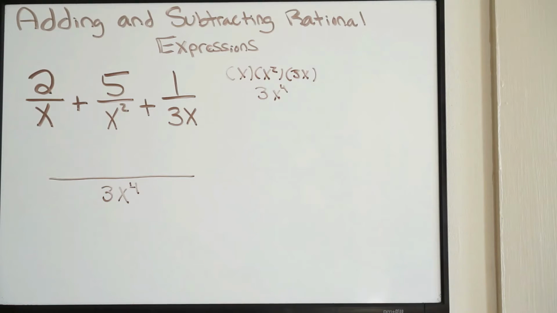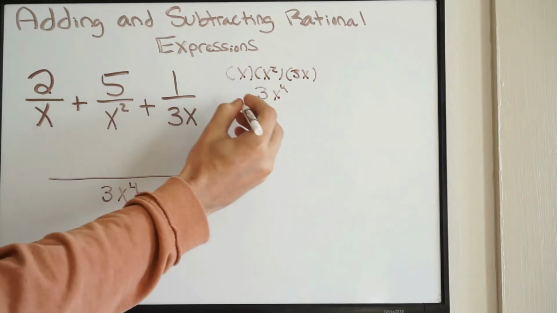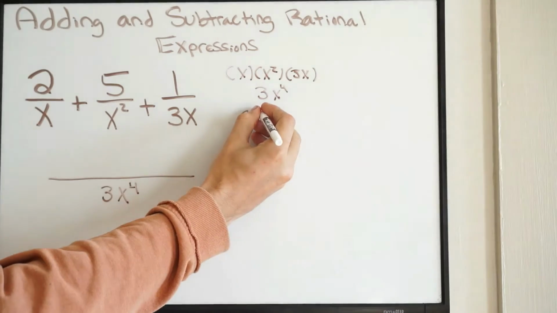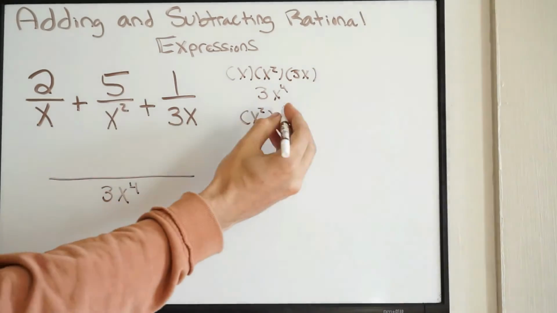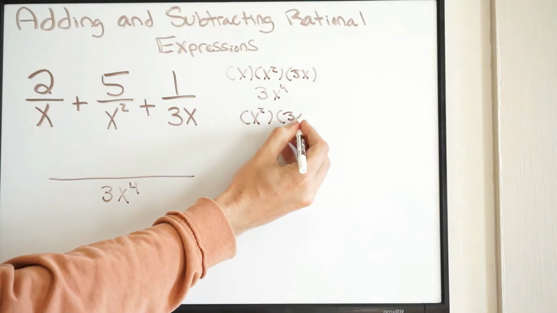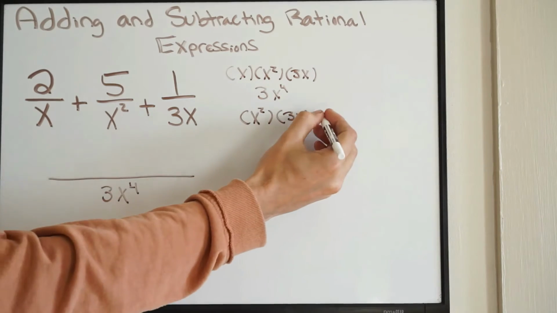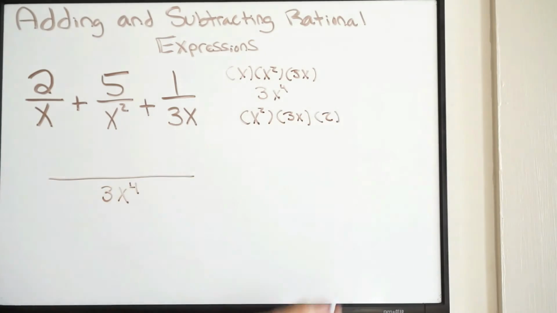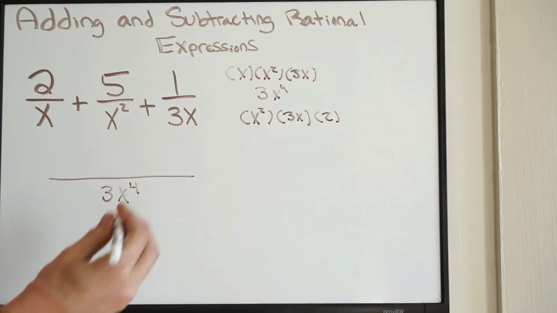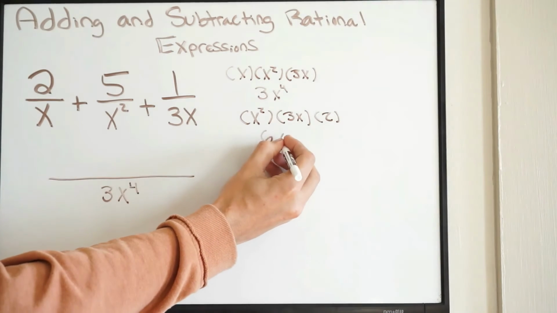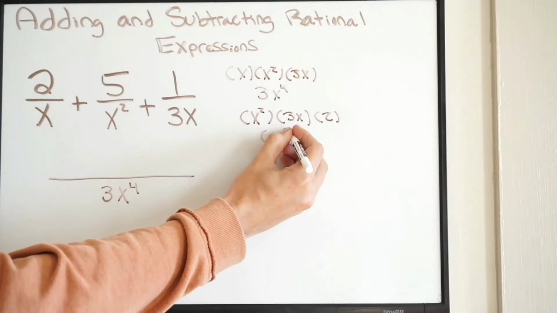Okay, now let's work on our numerator. So at this point, we have to say to ourselves, well, what did we multiply this by in order to get 3x to the fourth? Well, we multiplied by x squared, 3x, okay? And then you just want to multiply whatever your numerator is. In this case, it's 2. So doing that, we get the following. We're going to get 6x to the third power.